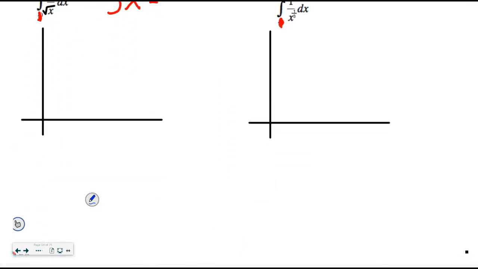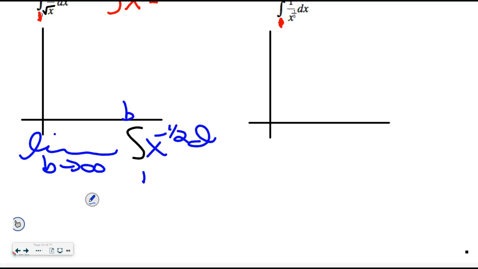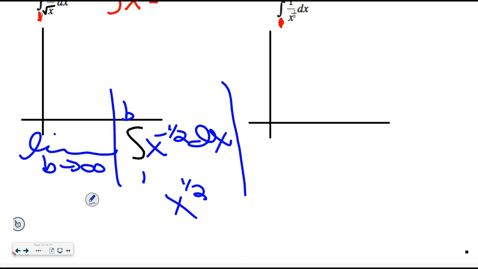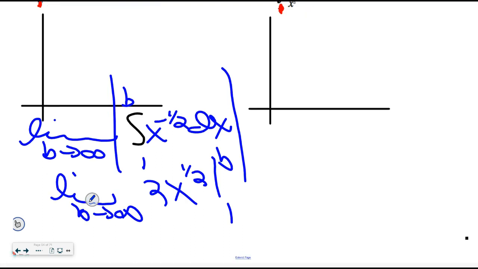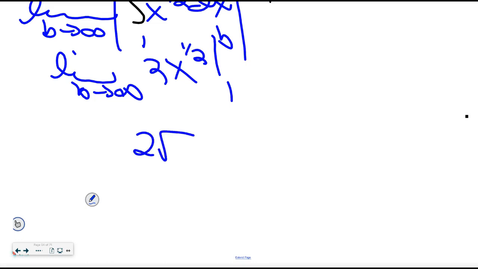I'm going to go a little faster now because I want to save some time. We're going to take the limit as b approaches infinity of the integral from 1 to b of x to the negative 1/2 dx. Are you good, Catherine? We're going to antiderivative as usual. Add 1 to the power. Divide by that power. From lower bound to top bound. Limit as b approaches infinity. This is 2 root x, really. That's what the half power is, right? So this is going to be 2 root x from 1 to b as b approaches infinity.